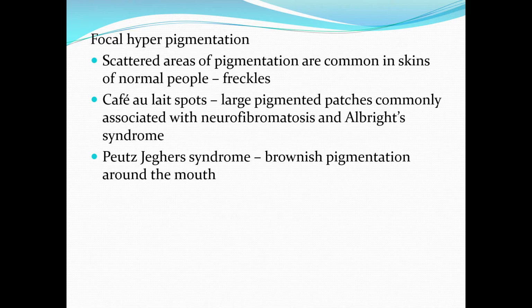Now, focal hyperpigmentation. Examples of this are freckles, Café-au-lait spots, and Peutz-Jeghers syndrome. Freckles are scattered areas of pigmentation, and they are commonly found on the skin of normal people, usually fair people. Café-au-lait spots are large pigmented patches commonly associated with neurofibromatosis and Albright's syndrome. Also in Peutz-Jeghers syndrome, there is brown pigmentation around the mouth. So these are examples of focal hyperpigmentation.